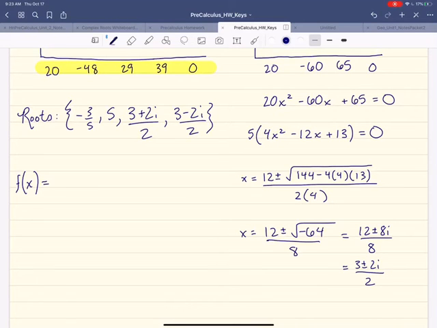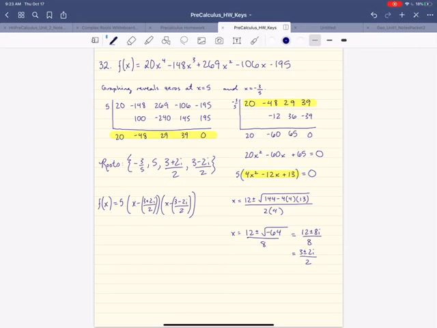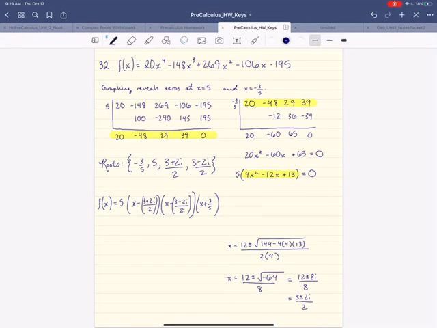So first, let's think about the quadratic. I factored out 5, and then when I factored this polynomial, the factors were x minus 3 plus 2i over 2 and x minus 3 minus 2i over 2. So that's the factored quadratic. And then the other two factors of the degree 4 polynomial are x plus 3/5, I'm going to make space, and x minus 5.